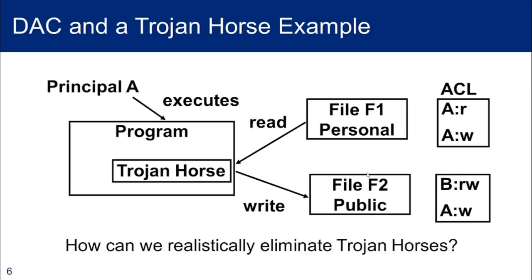Now, suppose user A runs a program to edit her personal file F1, and suppose that program contains a Trojan which also runs with A's privileges. The Trojan will be able to read file F1 and write the contents to file F2, because A has write privileges to F2. The Trojan has given B access to A's personal information. If the file F1 were classified and F2 were unclassified, this Trojan would be creating a covert channel to steal classified information. The question is, how can the access control mechanism be modified to protect against this kind of a problem? The answer is to implement a mechanism called mandatory access control.